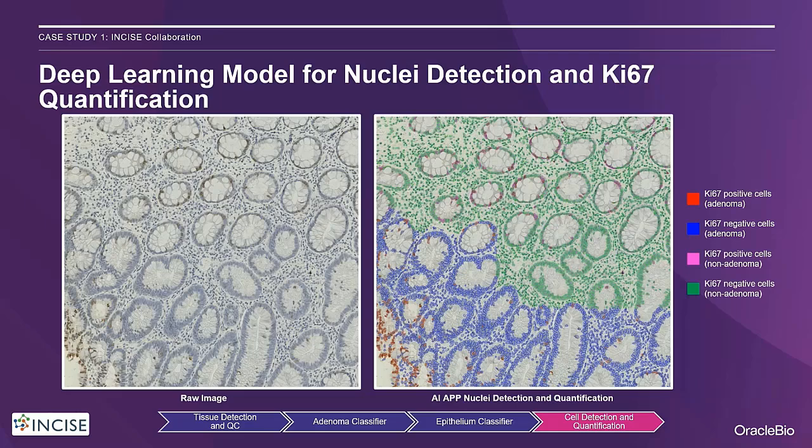And then to determine the positivity of Ki-67, we simply used a threshold on the DAB channel at post-processing. So here on the right-hand side, I'm showing an example of the resulting segmentation and quantification, colored according to the ROI the cells belong to. So in the reds and blues, we have the positive and negative Ki-67 cells within the adenoma region, and then pink and green is for the non-adenoma counterpart.